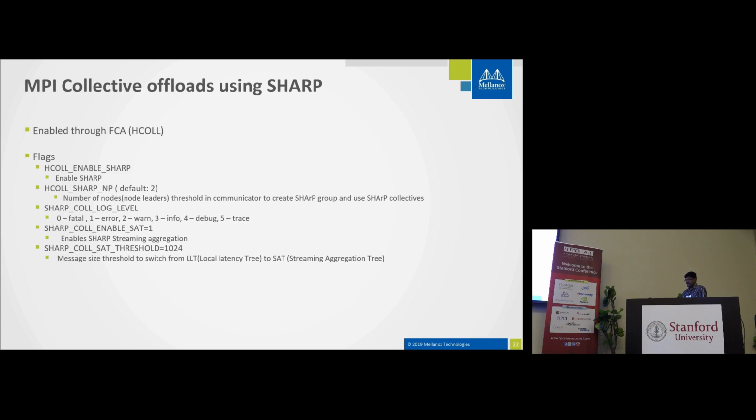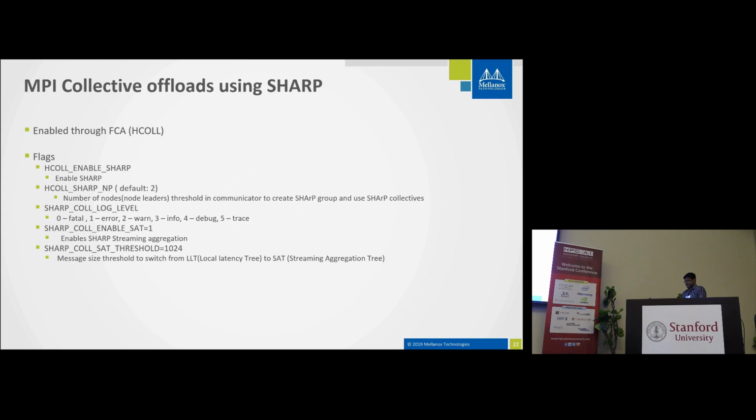And if you are using OpenMPI and HCOLL, there are a couple of flags to enable Sharp, and there are some thresholds for at what scale you want to enable Sharp. For example, if your communicator size is only 2 ranks, probably you don't want to waste the resources. So you can set the thresholds at what communicator size you want to use Sharp support.